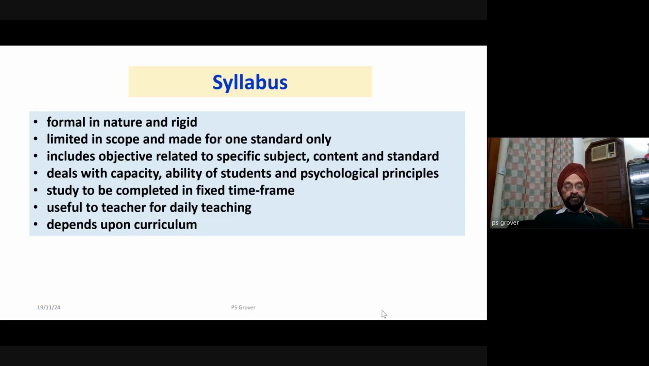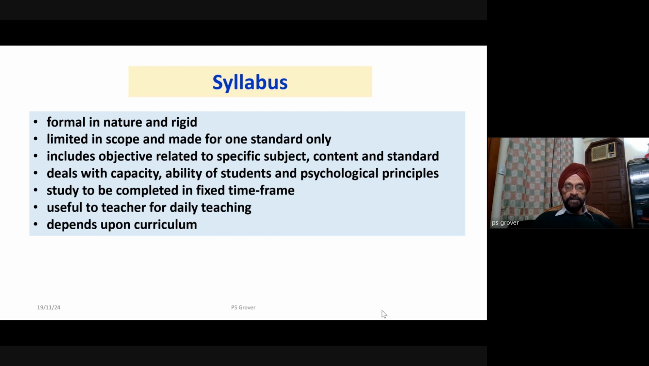Next is the question, what is the syllabus? Syllabus is the integral part of the curriculum. See, formal in nature and rigid. We know it is completed in 30 hours or 40 hours or 20 hours. Formal in nature and rigid. Limited in scope and made for one standard only. Include objectives related to specific subject, content and standard.